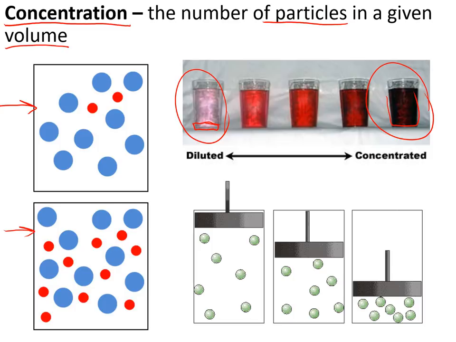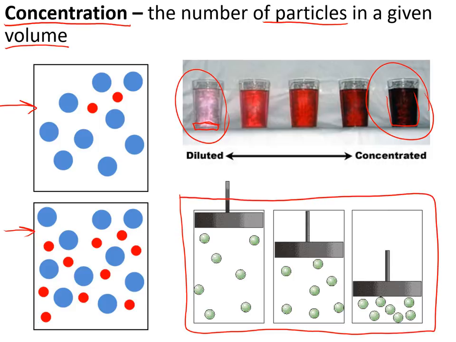If we look at these, this is a little more complicated because here we've got 7 green particles in each of these pistons. But the one on the right here is most concentrated because although the number of particles is the same, the volume is smaller. And so the overall concentration is greater because it's about the number of particles in a given volume.